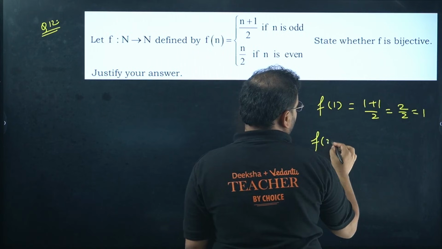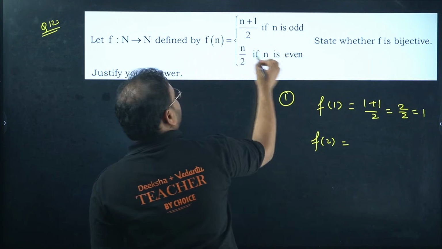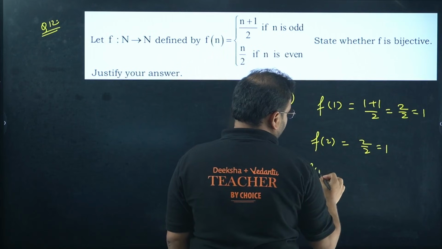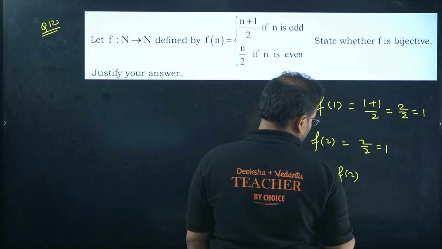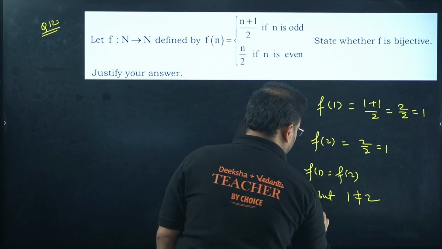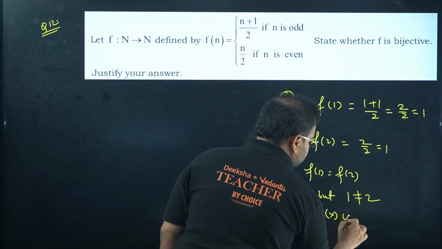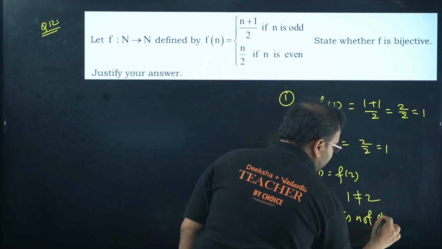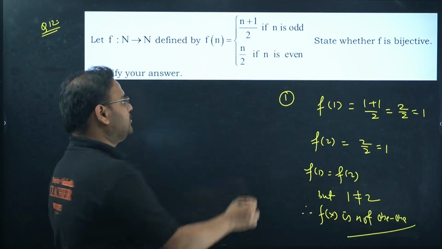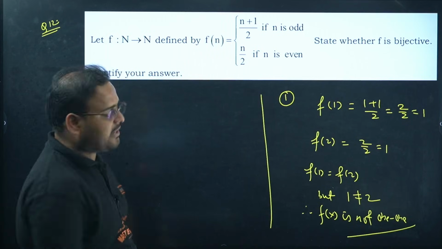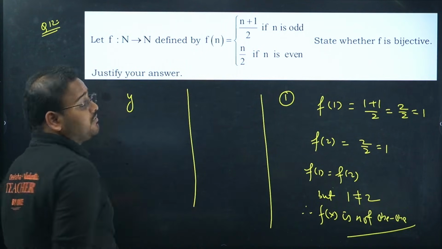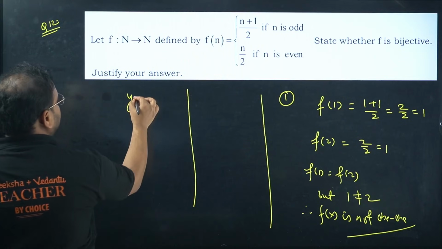If you find f of 2, you'll use the even part. So n by 2, also 1. So you're getting that f of 1 is equal to f of 2, but 1 is not equal to 2. Therefore, f(x) is not a one-one function. What about onto, sir? Let's check. As I mentioned, we'll have two cases in this one because we have two different branches of the function for odd and even separately. Let's go with the odd first.